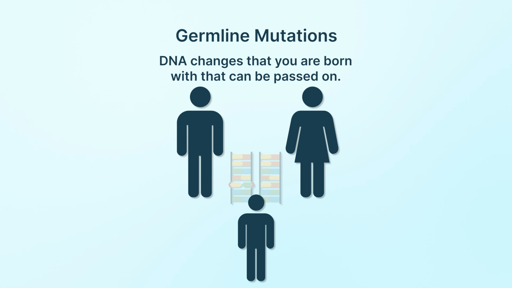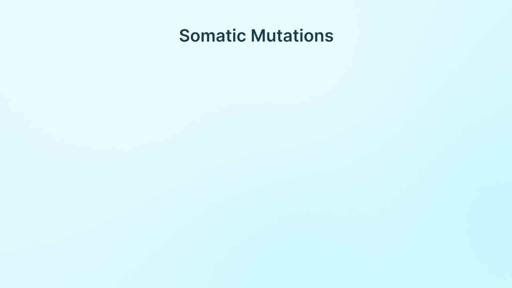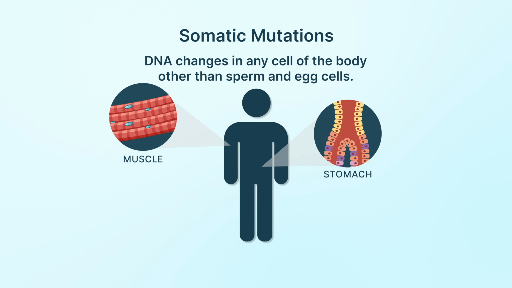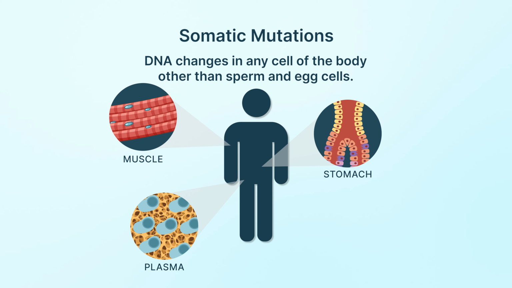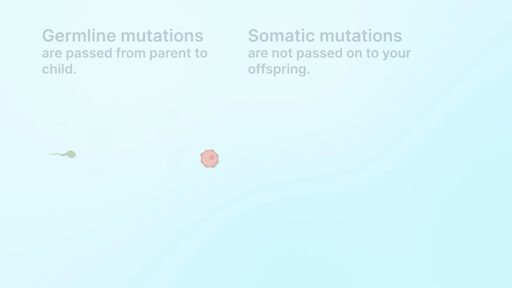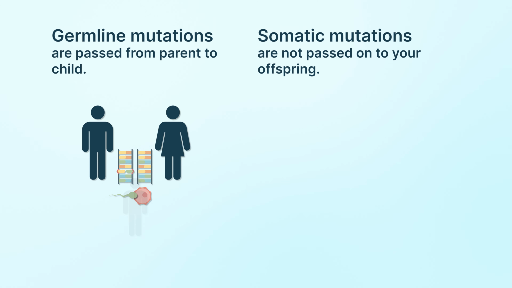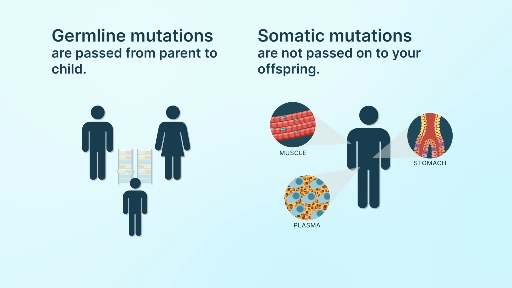It will be inherited. A somatic mutation occurs in the cells that are not sperm and egg, but maybe muscle tissue or stomach tissue or plasma cells. Those are mutations that may occur in what we refer to as not the germ cells, but all the other cells, which are the somatic cells, that now will stay with you. You won't pass those on. Germline mutations are passed on. Somatic mutations are all yours.